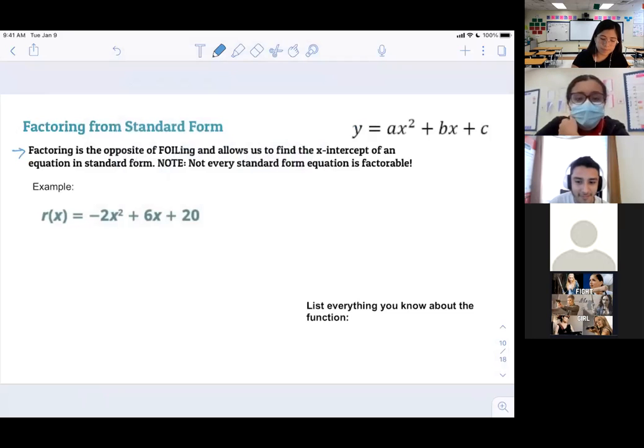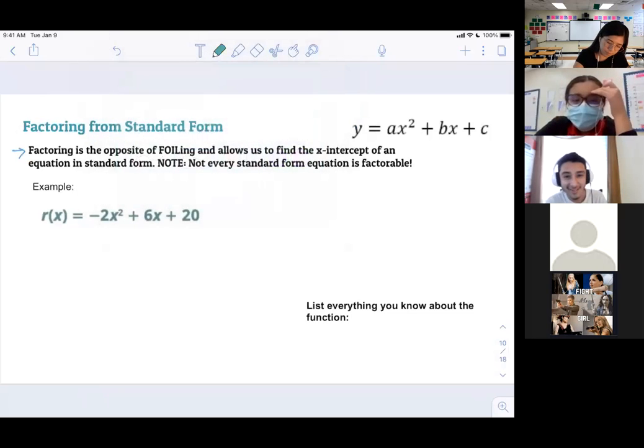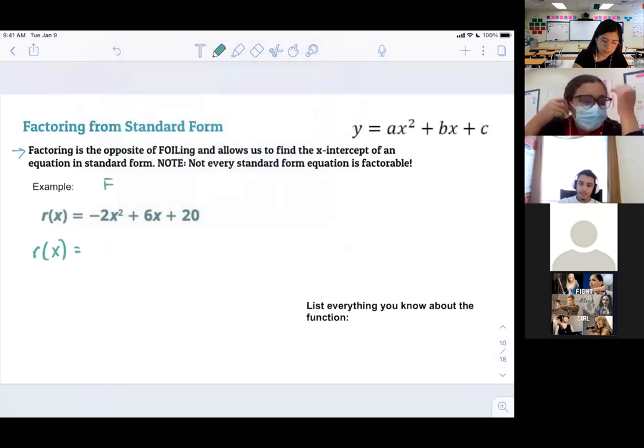Okay. Wait, I think I remember this. You showed us. It was like m times... Never mind. That's not it. That was for something else. But you had taught us like m times n equals c. I don't remember. It was something like that. Yes, we'll go over that in a minute. But first, we're going to factor this.